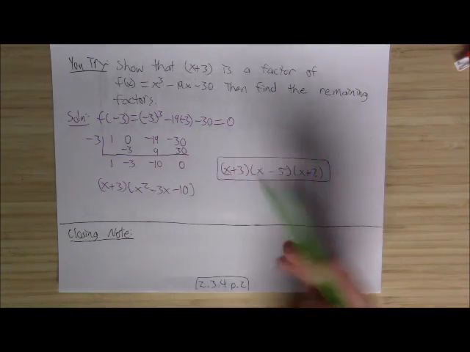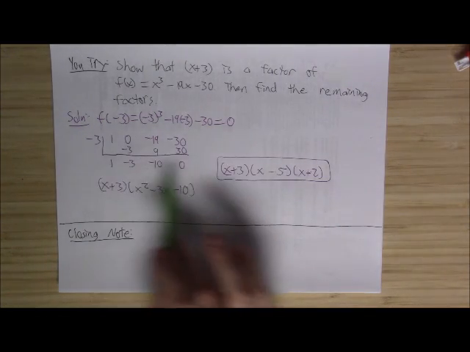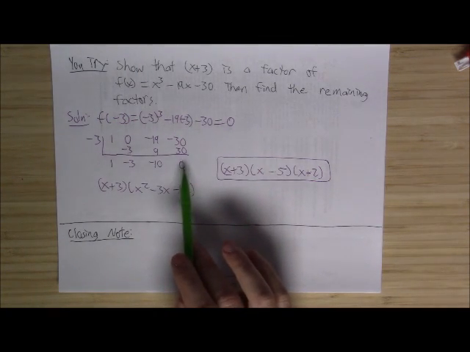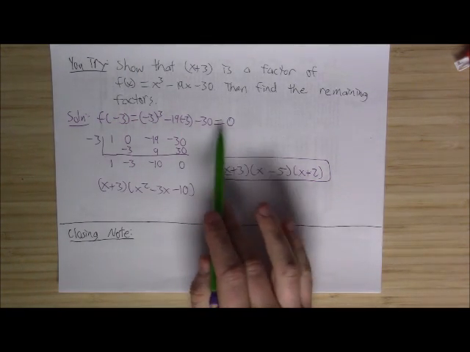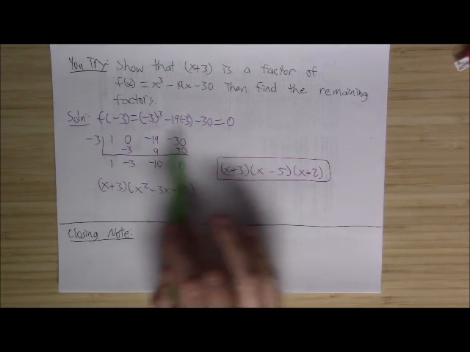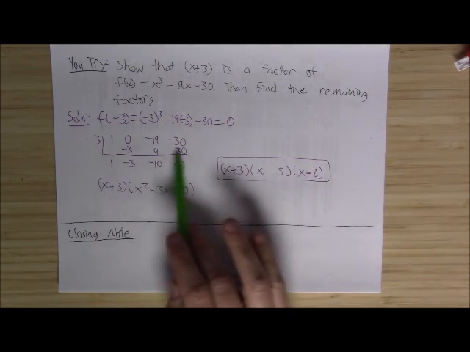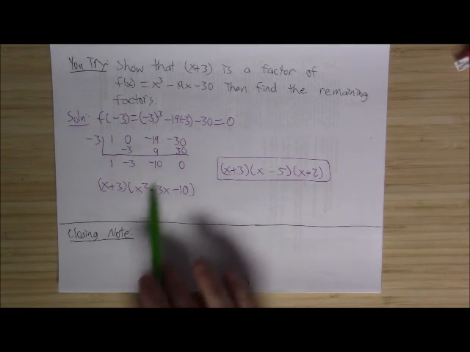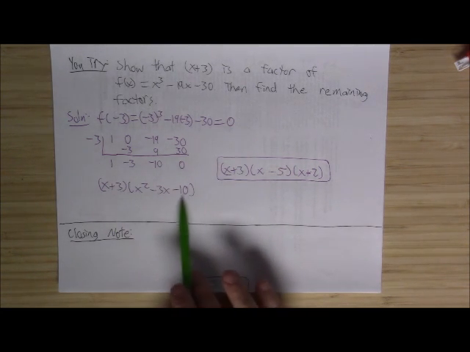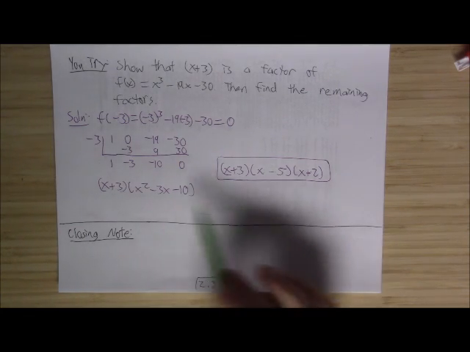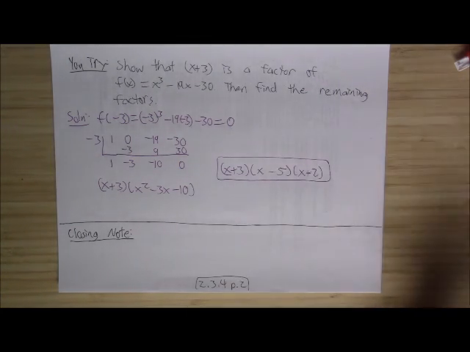And then, of course, another way to see this is to just go ahead and divide and see if we get a remainder. Dividing by negative 3, we end up with a 0 remainder, which means we can factor out x plus 3, and this is our quotient. And then we can further factor that to be x minus 5 and x plus 2. So we get this as our full factorization.